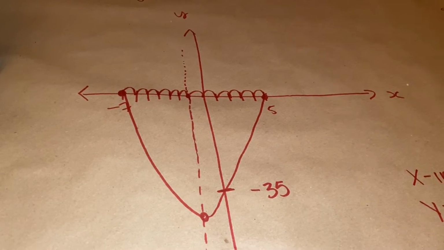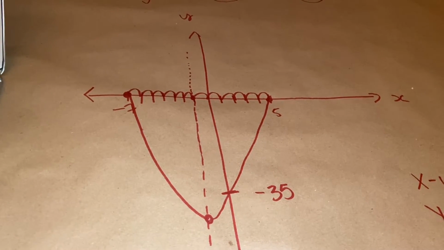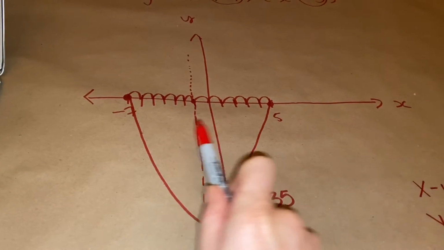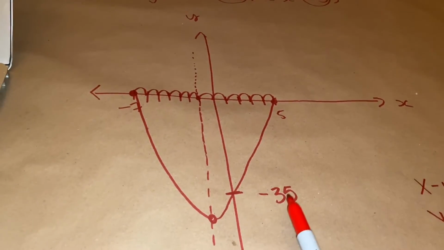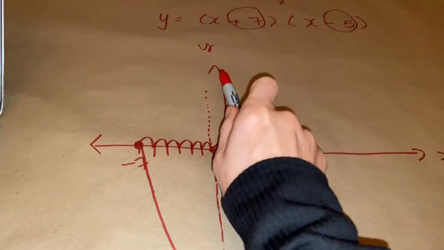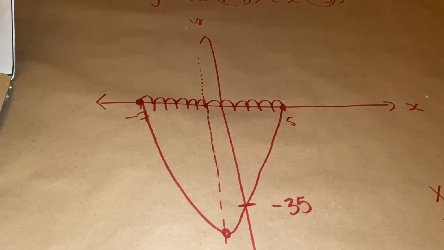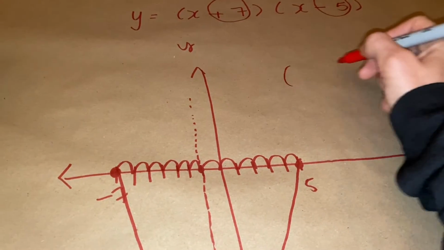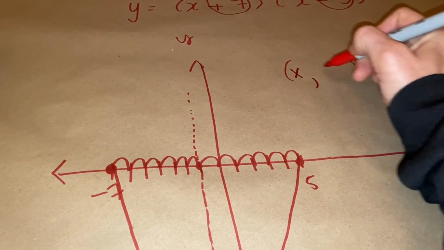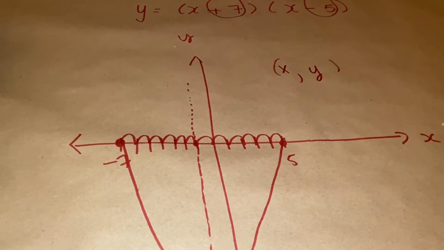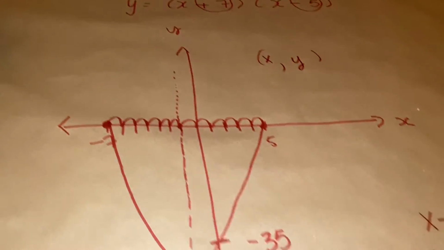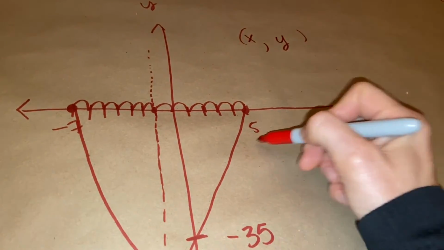We're going to look at this example where we have 5 on the x-axis, minus 7 on the x-axis, and minus 35 on the y-axis. And I want to remind you about how you can make a point with an x and a y. All our points should be x and then y. So x comes first and y comes second. So let's think about this point right here.